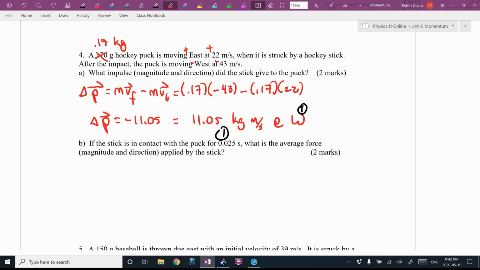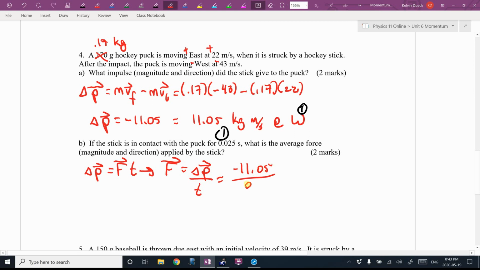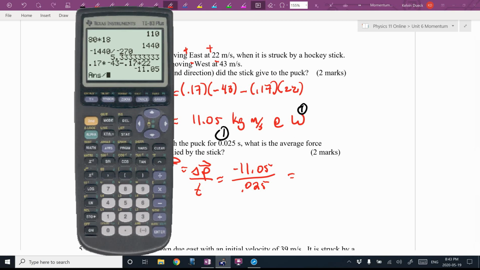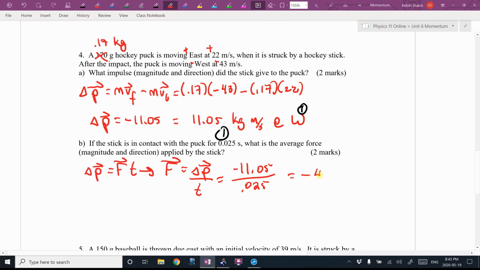Now they want the average force, magnitude, and direction. So impulse is force times time. So force is going to be impulse over time. It's going to be negative 11.05 divided by 0.025. I get negative 442 newtons. So if you want me to give it a direction, it's going to be 442 newtons at negative, which was west.